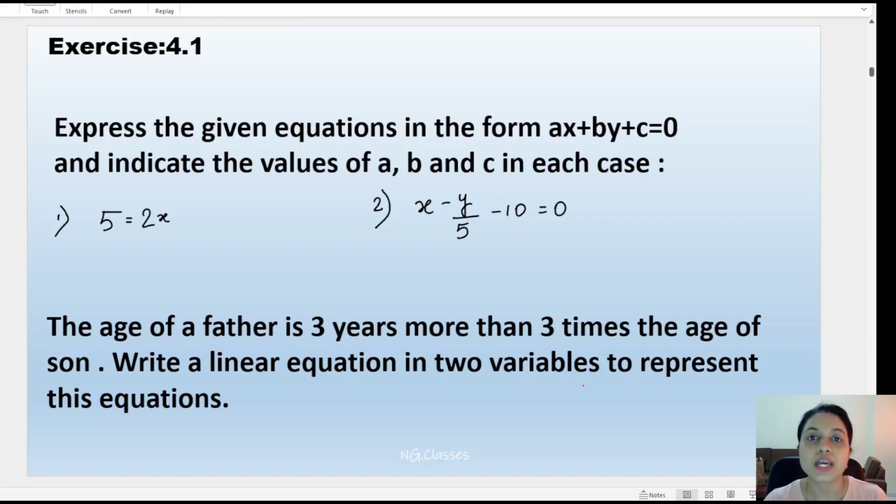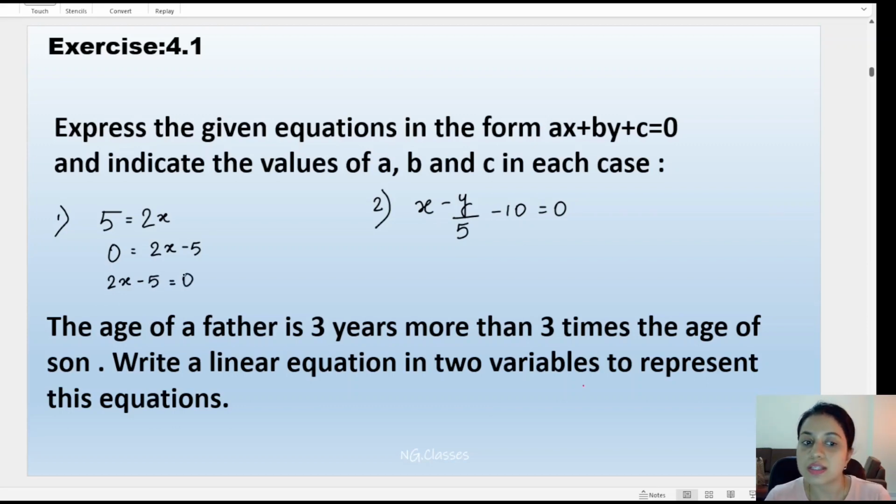Whenever we have to write any equation in standard form, at first we will make one of the sides, either the left hand side or the right hand side, equal to 0. So here we can shift 5, which is sitting on the left hand side, towards the right hand side. So we have 0 equals twice x minus 5, which can be written as twice x minus 5 equals 0.